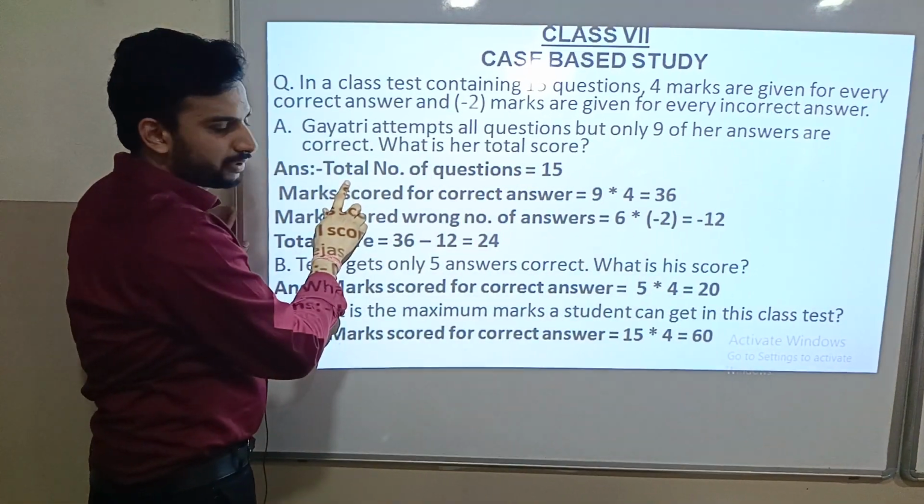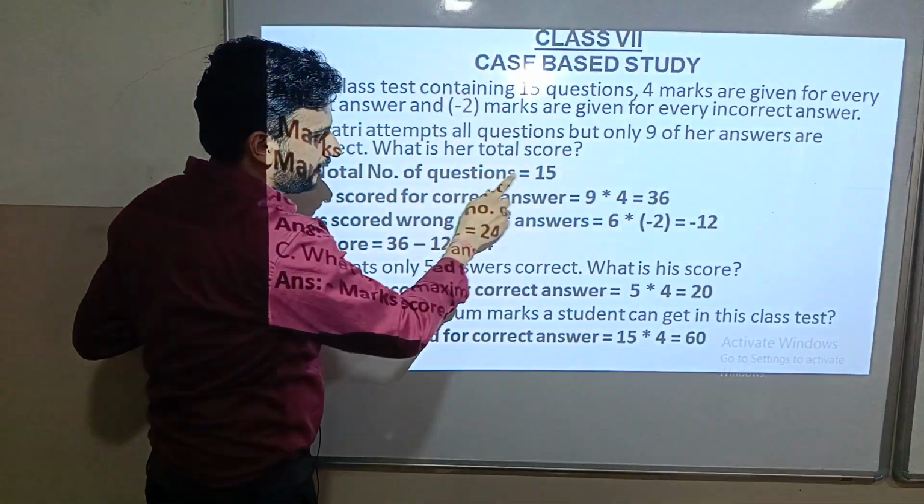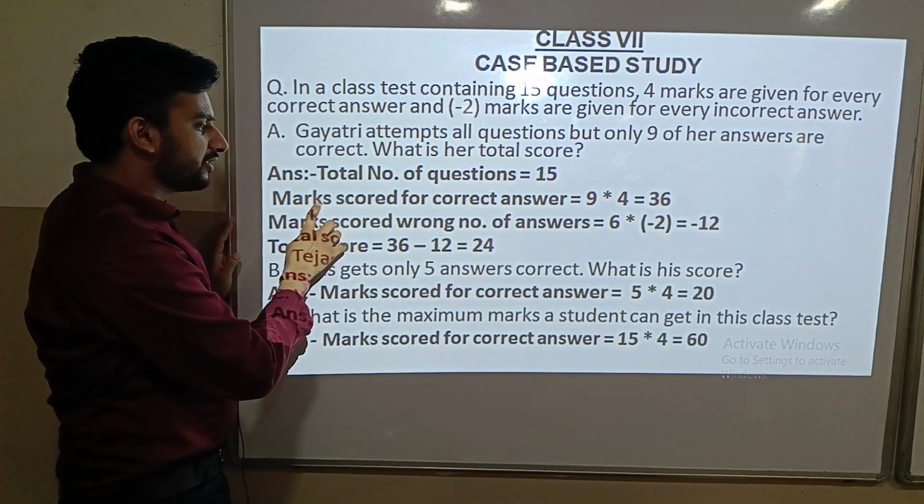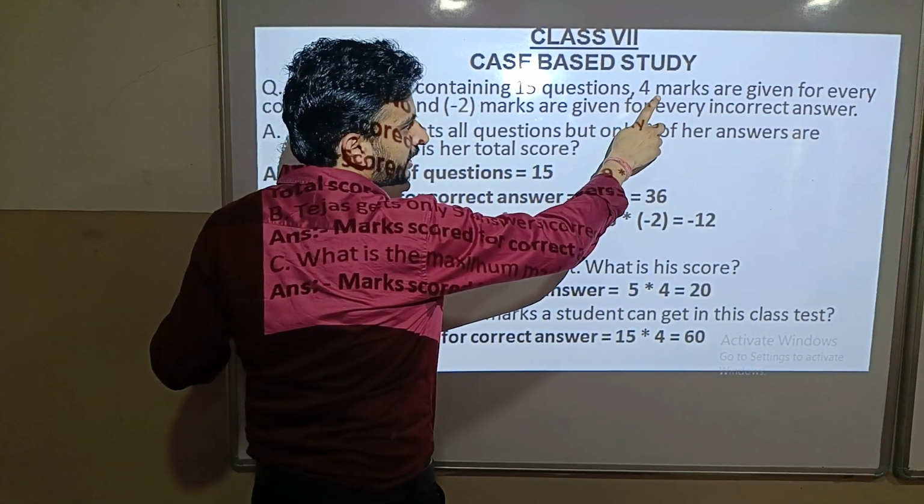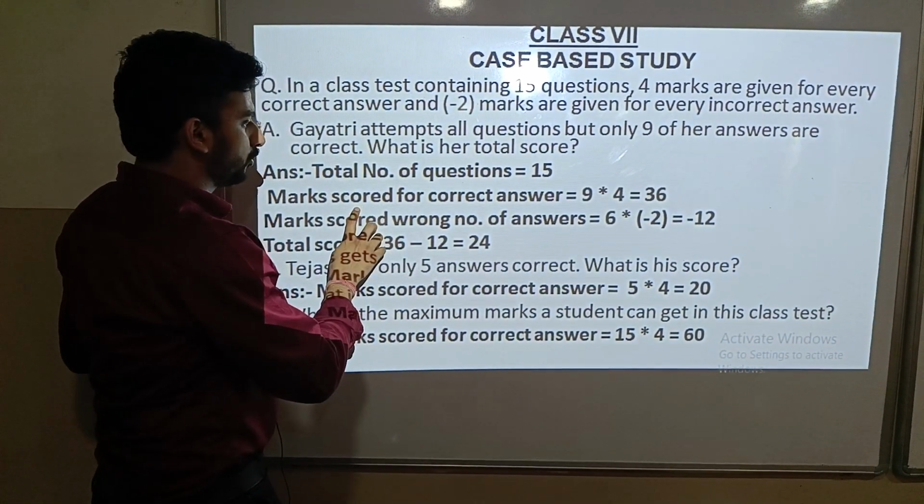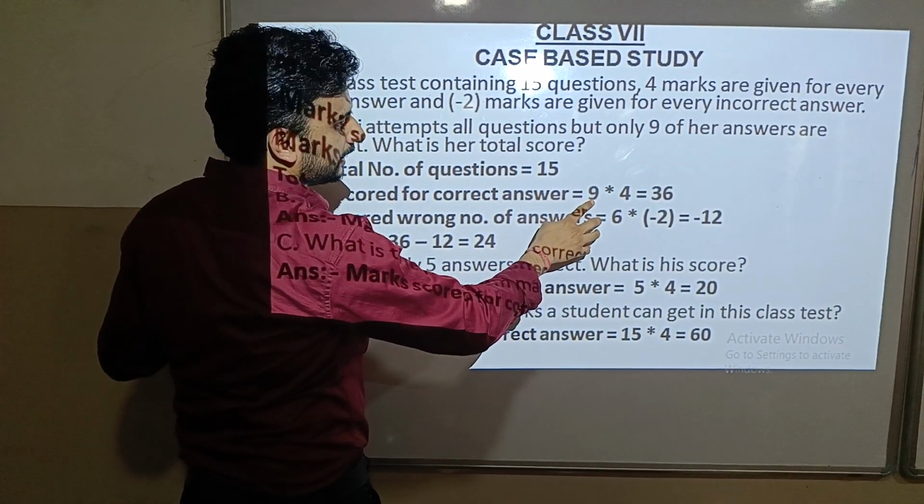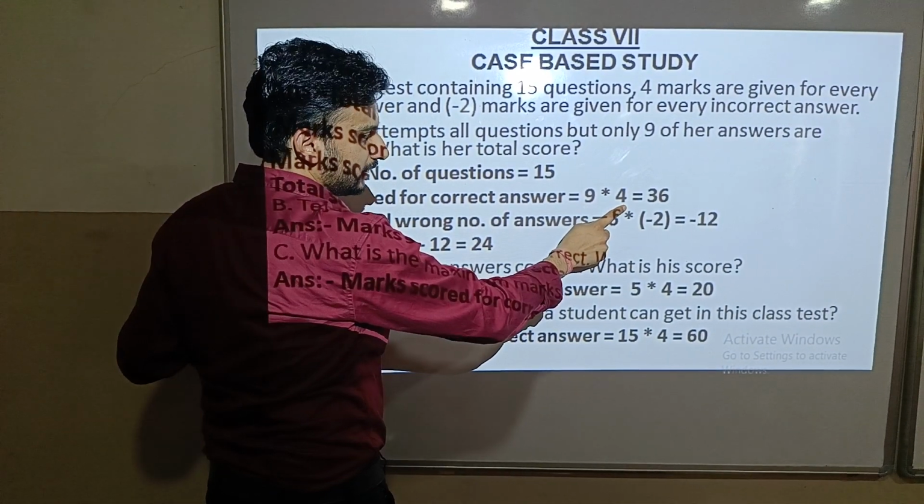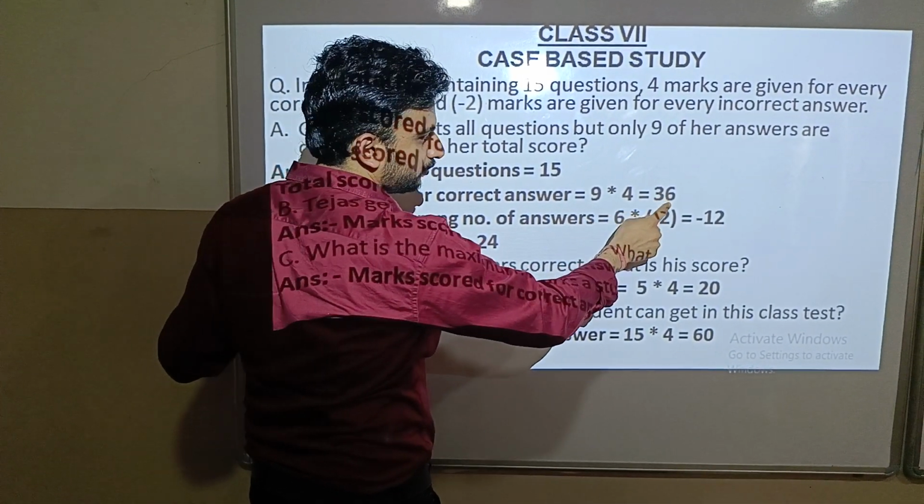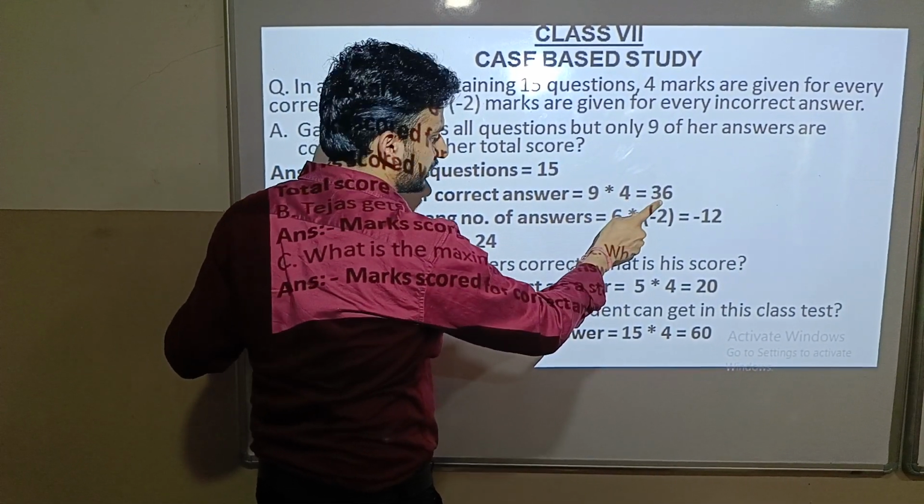So what are the total number of questions? Total number of questions are 15. Marks scored for correct answer. Correct answer, we are getting 4 marks for one correct answer. Total number of questions she attempts correctly, that is 9. So 9 multiplied by 4, correct answer marks will be equal to 36.